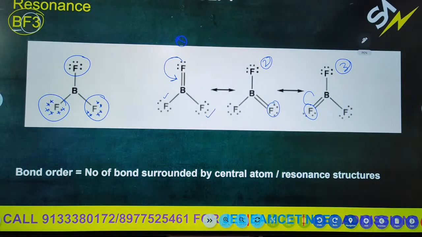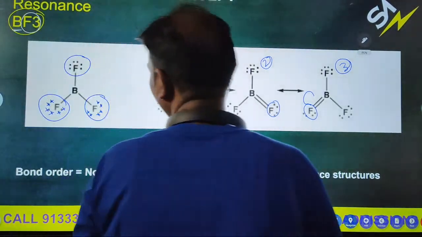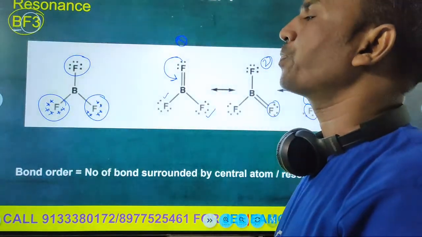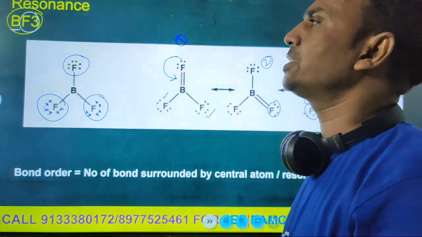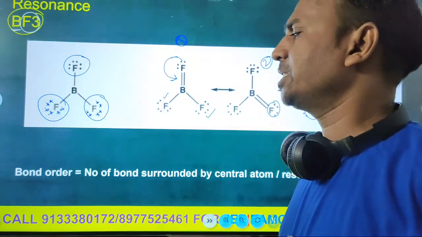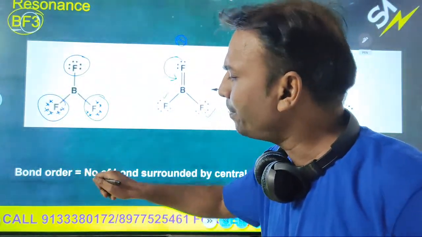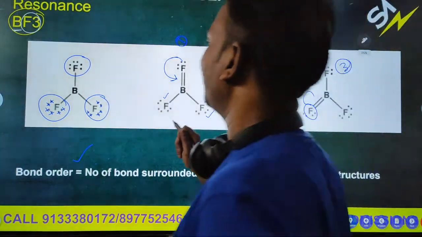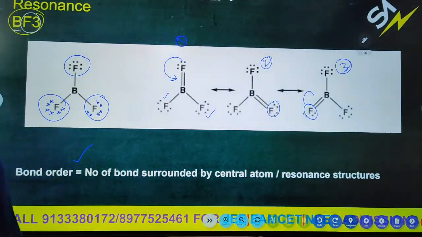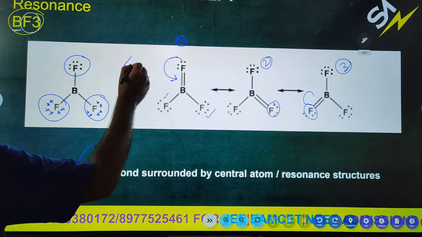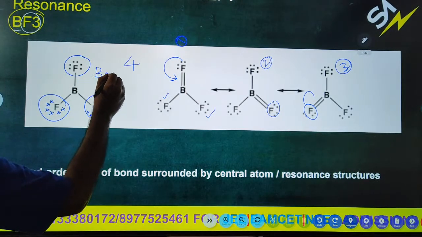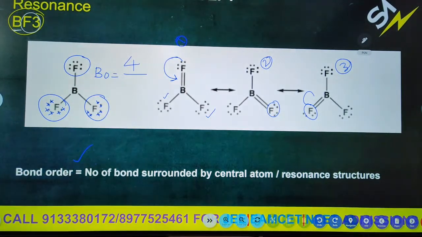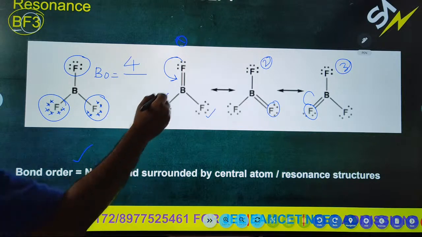Now can we check its bond order? What is the formula of bond order? In the case of molecules which show resonance structures, we can get the bond order by this trick: number of bonds surrounded by the central atom. How many bonds are there around the central atom? What is the central atom here? Boron. So boron is the central atom. How many bonds? 4. 1, 2, 3, 4.